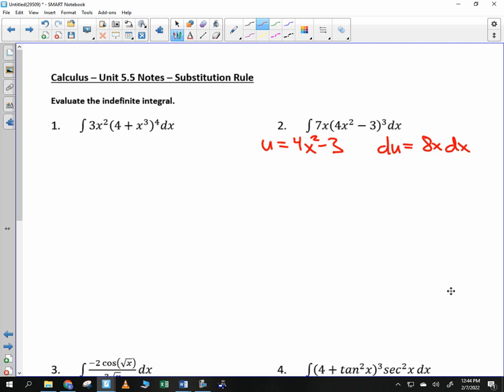If you notice, we have a dx here, we have a dx here. We have an x here, we have an x here. But here we have an 8, and here we have a 7. Doesn't match up, does it? So therefore, I'm going to get rid of the 8, and I'm going to put a 7 in its place. Very simply. I'm just going to divide both sides by 8. So therefore, 1/8 du is equal to x dx.